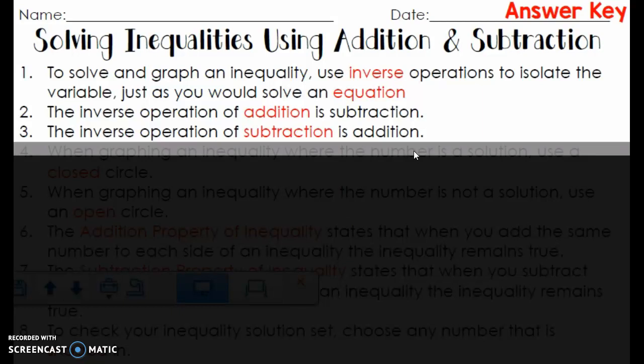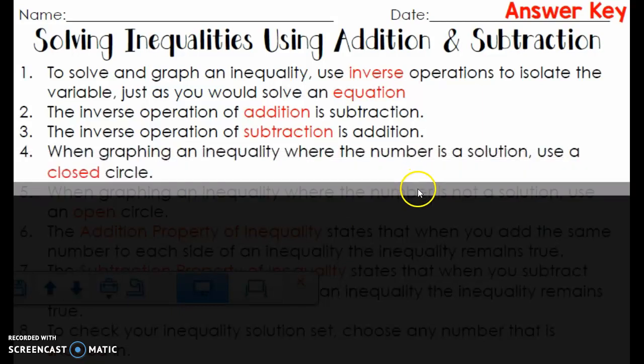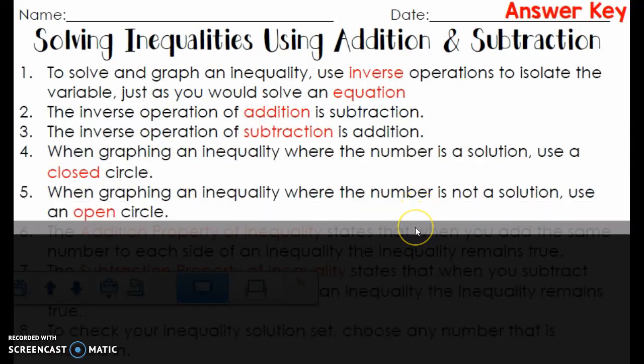If we're graphing an inequality where the number is the solution, we would also use a closed circle because it includes that number. Make sure you write closed. Now, do you remember if it's not part of the solution, we use what kind of a circle? An open circle, correct.